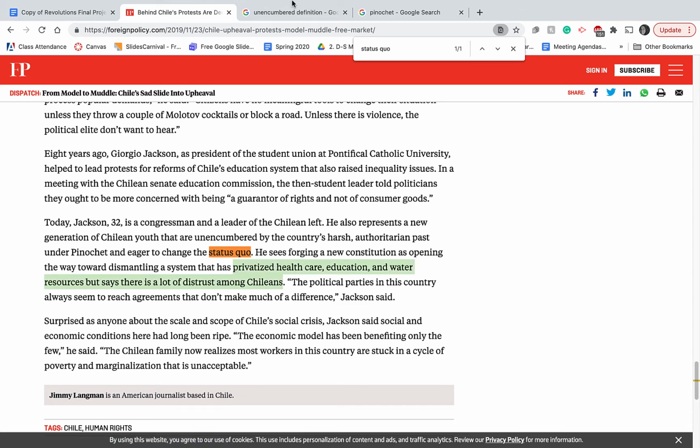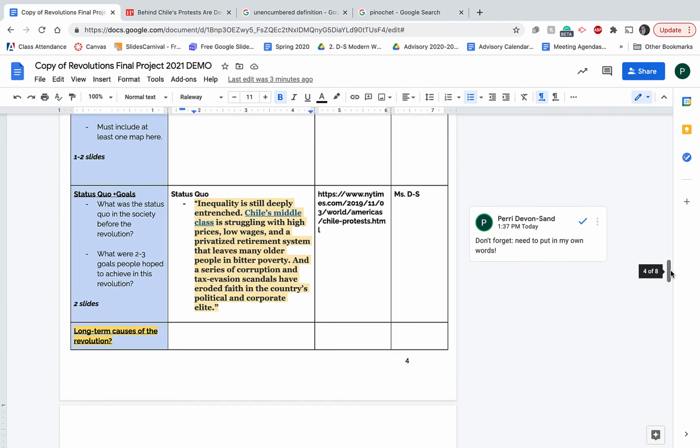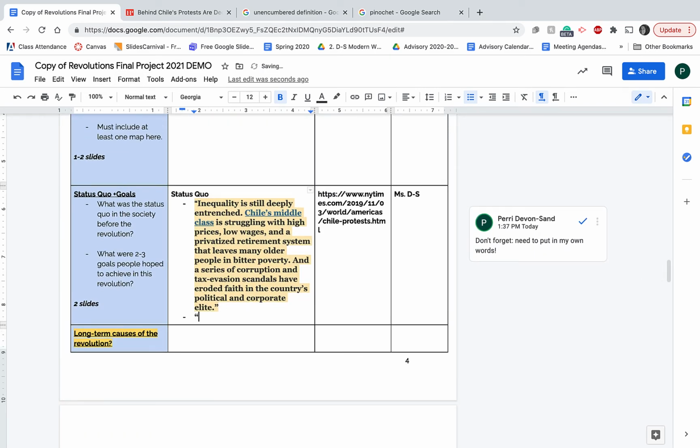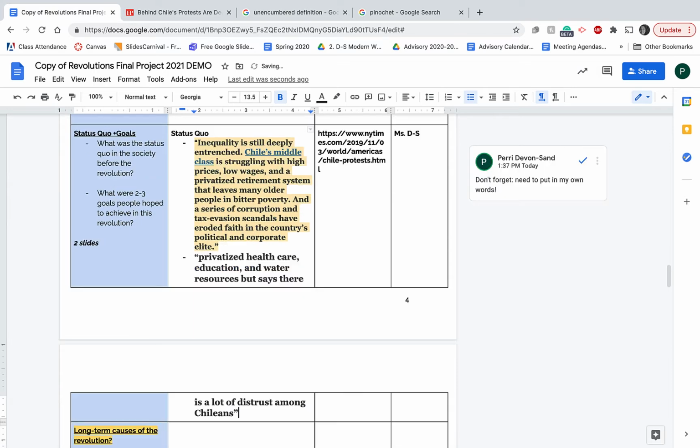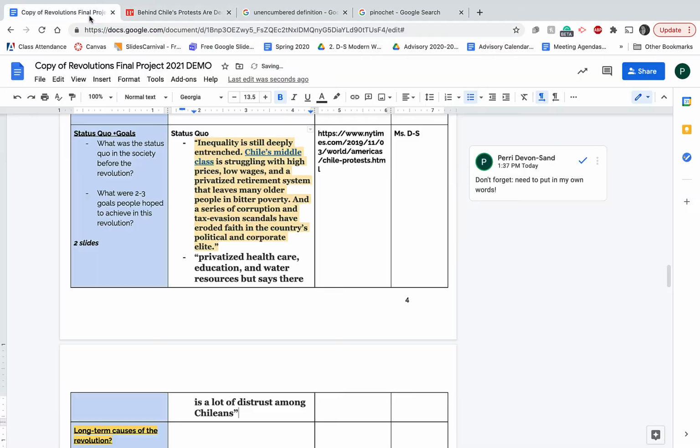So I'm going to copy this over. I'm going to scroll back up. I think this is all about status quo. Again, putting it in quotations because it is not my own words. Oh, wait. I forgot to copy the website. That's important. Ms. DS thinks it's very important to cite your sources. Put it there. So for now, I'm going to pause on the status quo.